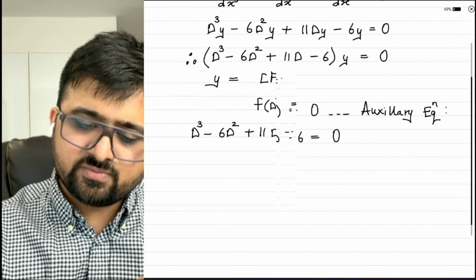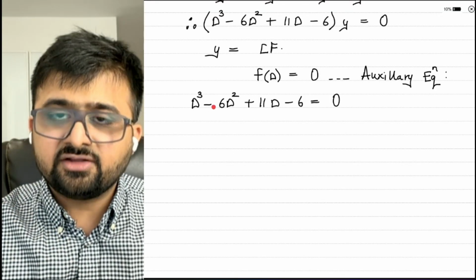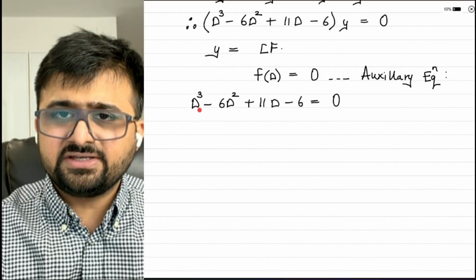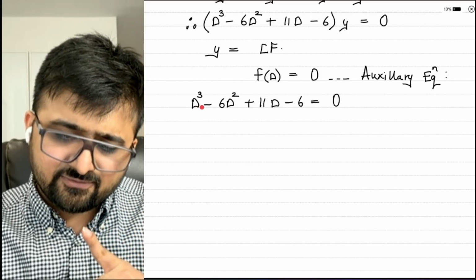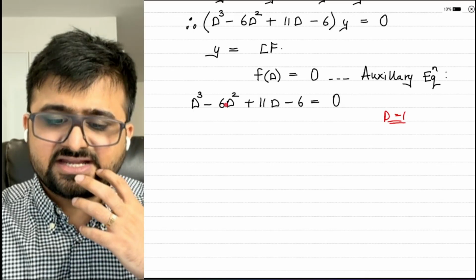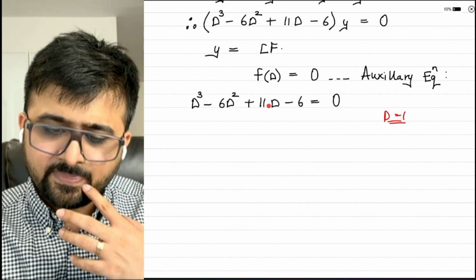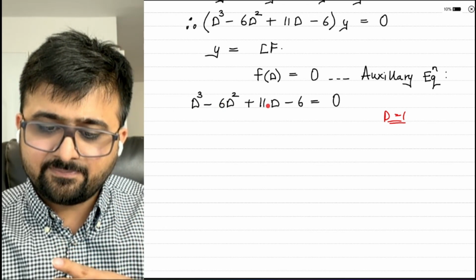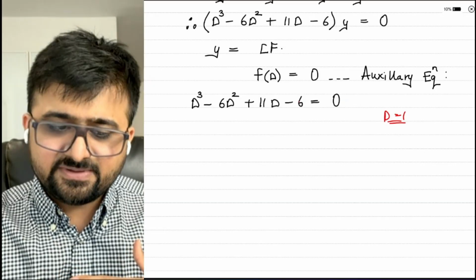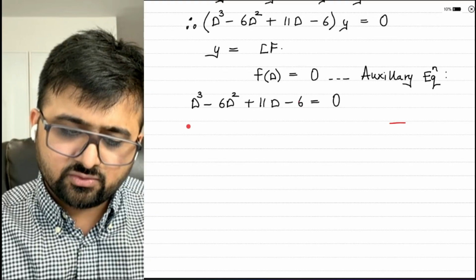Now since this is a cubic equation, we'll have to do something called synthetic division in order to find the values of D from here. In order to do synthetic division, we need to find at least one value of D. Let's see if D is equal to 1 satisfies this equation. If you put 1 here, so 1 minus 6 plus 11 minus 6. So 1 minus 6 is minus 5, minus 5 plus 11 is plus 6, and then plus 6 minus 6 is 0. So that means we know one root is for sure D is equal to 1.